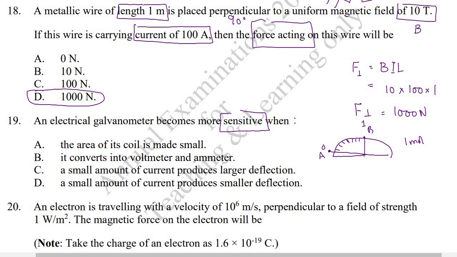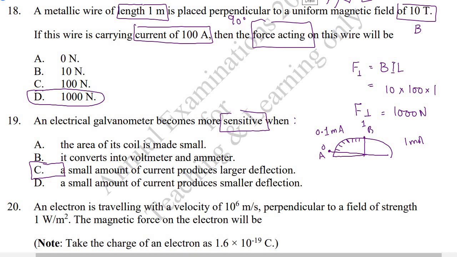So if we divide it into 10 divisions, our galvanometer can read 0.1 milliampere of current. Similarly, if we divide this deflection into 100 parts, we can have a more sensitive galvanometer that can measure up to 0.01 milliampere of current. So sensitivity means that for a very small amount of current, the galvanometer should show a very large deflection. So option C should be the right answer to this question number 19.